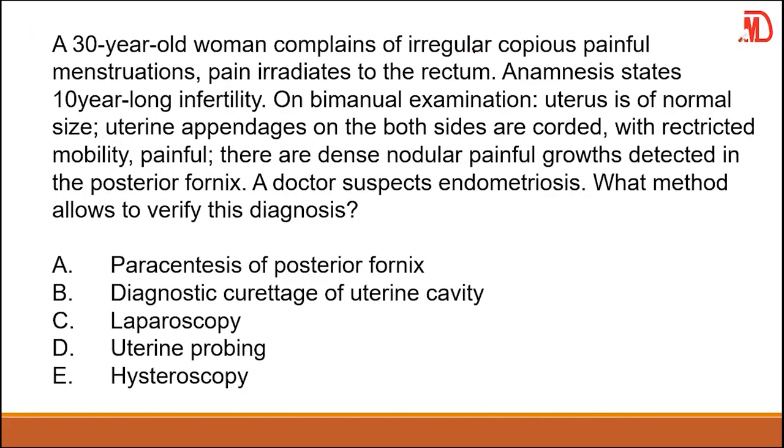A 30-year-old woman complains of irregular, painful menstruation. Pain irradiates to the rectum. Analysis states 10-year-long infertility. That means this person has been married for 10 years now, technically, because it's when you have sex regularly for 10 years. What am I even saying? Please forgive me. People can be 15 years and still having sex anyways.